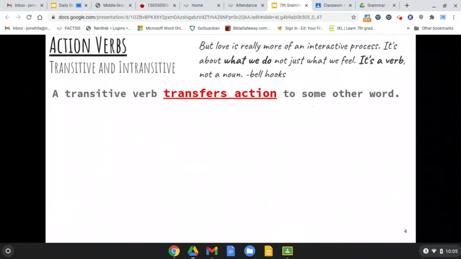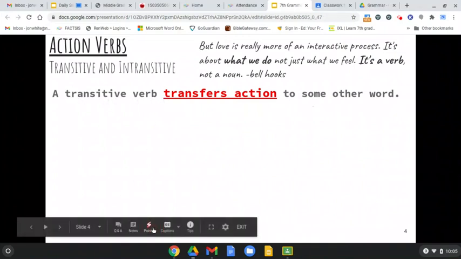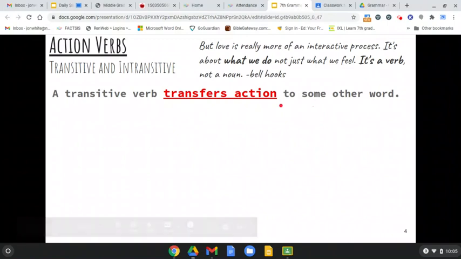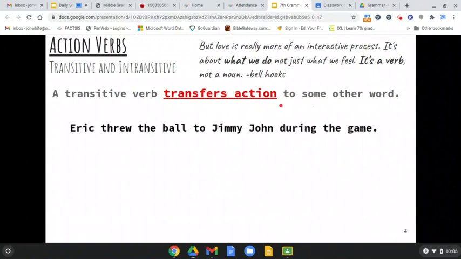We're talking about transitive and intransitive. So we're only in action verbs right now. We're going to forget about linking verbs for the time being and talk about action verbs. A transitive verb transfers action to some other word, all right? It transfers action. Transitive transfers. You could say that a couple of times and probably get it stuck in your head. Transitive transfers.